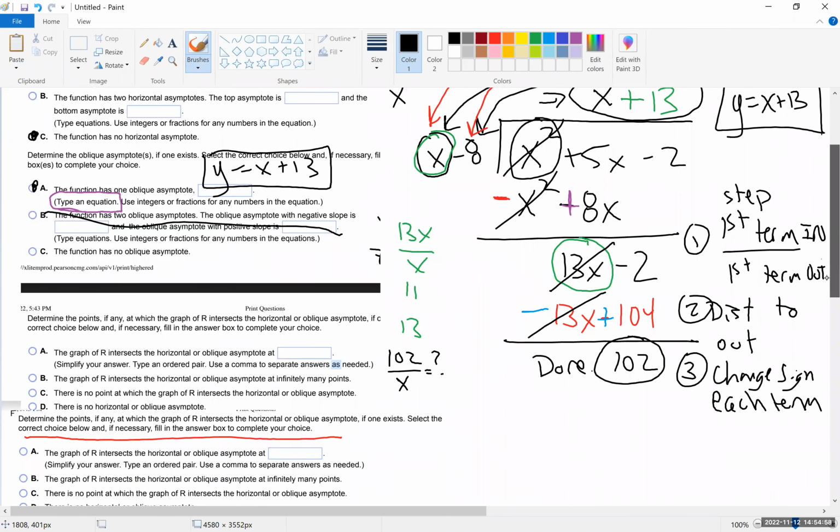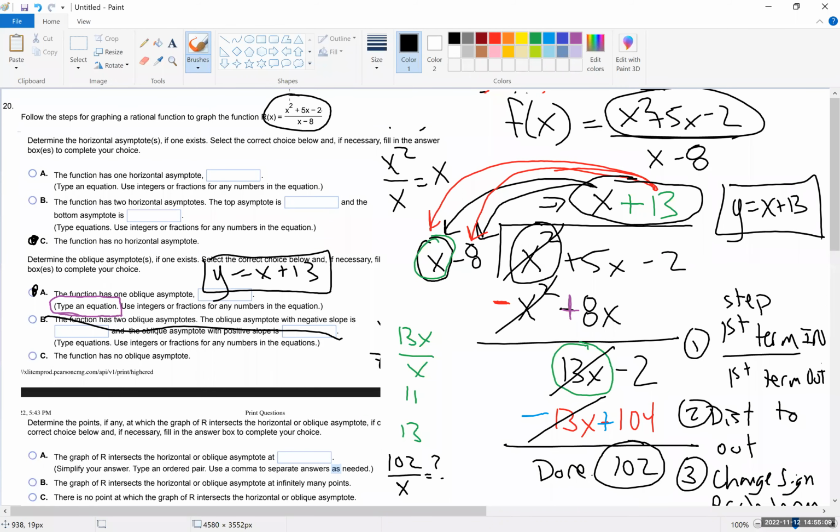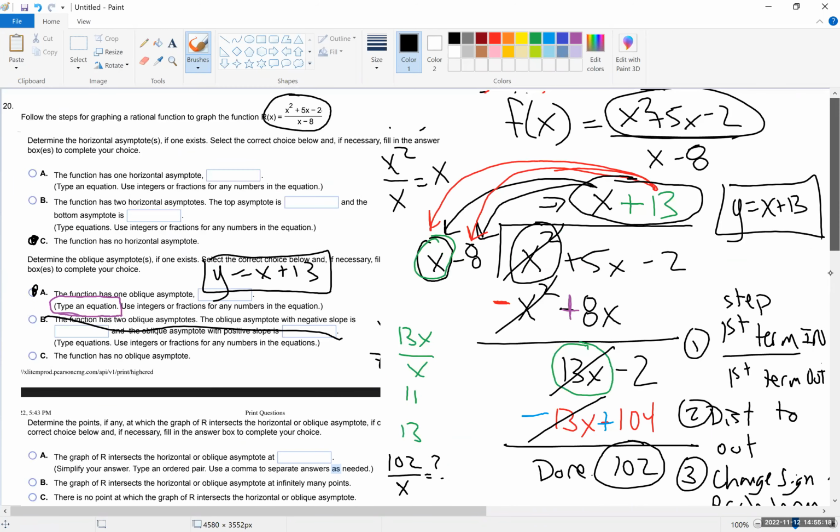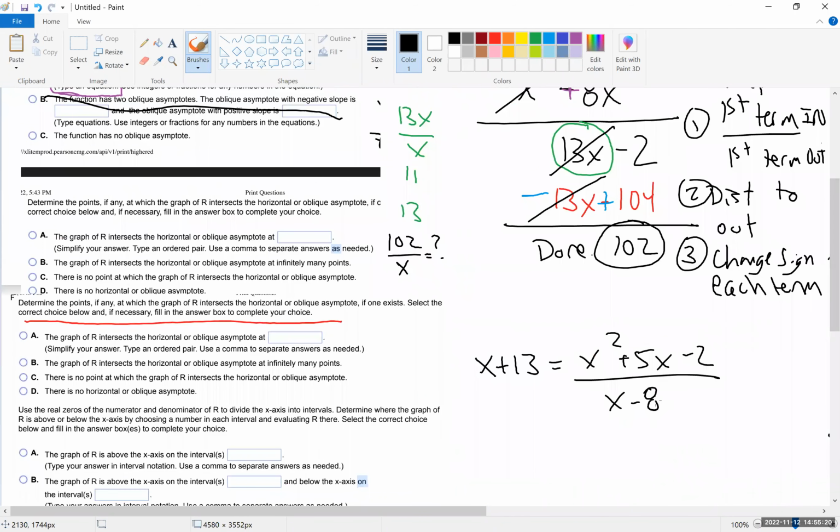Well, what's our graph? Going back to the very beginning, our graph is x squared plus 5x minus 2 divided by x minus 8. Okay. How do we solve this? Well, we have to multiply both sides by x minus 8. Get rid of that division first. X minus 8 cancels with x minus 8 on the right side.